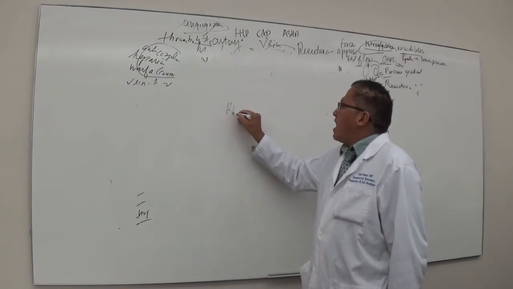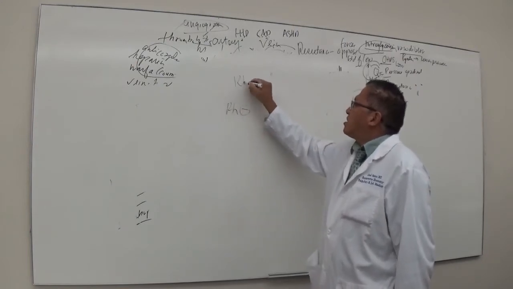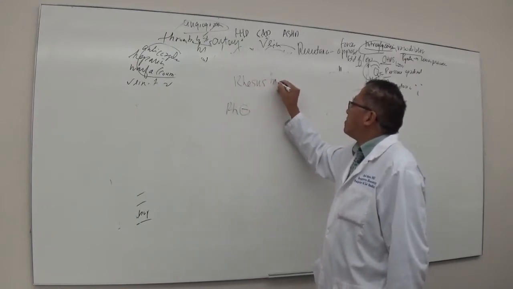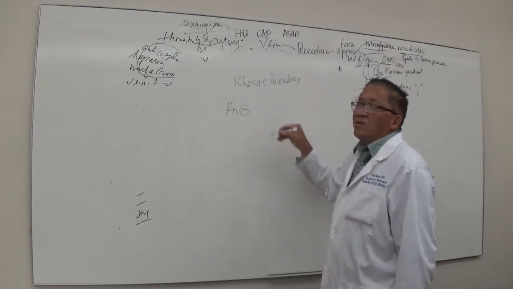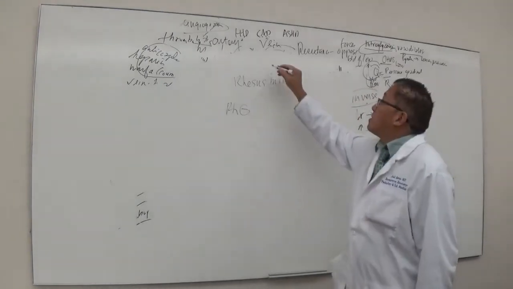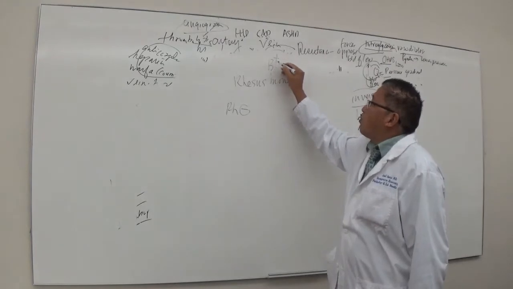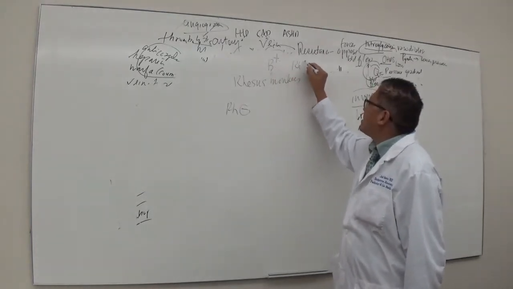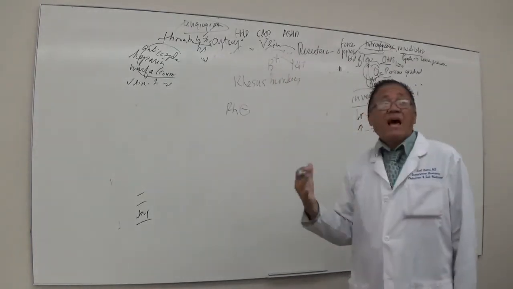A mother is Rh negative. What is Rh? It comes from the word rhesus monkey. So like me, I am type B positive. What does positive mean? Rh positive. But I'm blood type B.